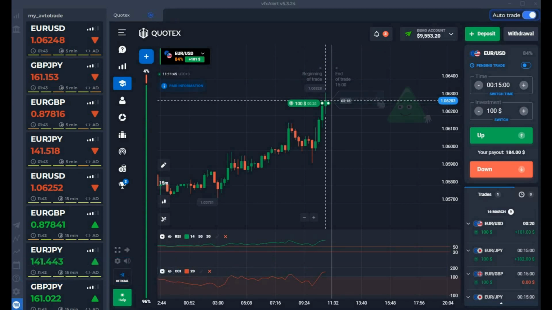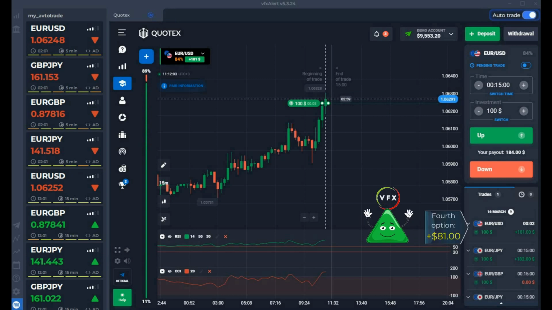The option is in profit. The indicators continue to point to the uptrend. But the price is again near the opening level. Perhaps the trend is almost over. If there is a profit, then 3 of the 4 automatic options will be in profit, and most of the loss is compensated.